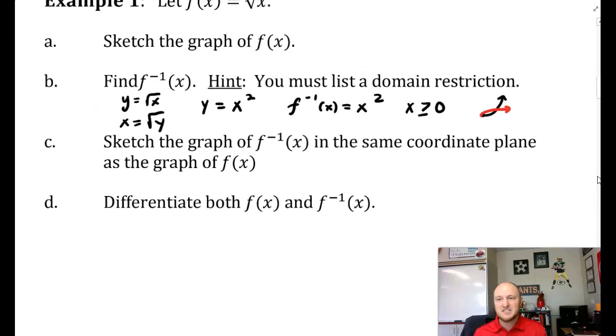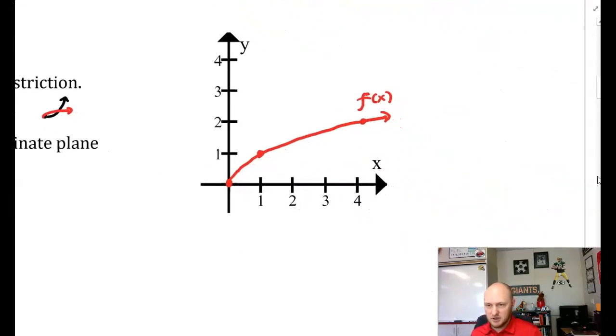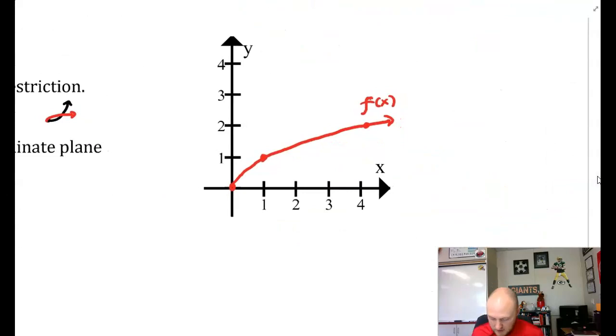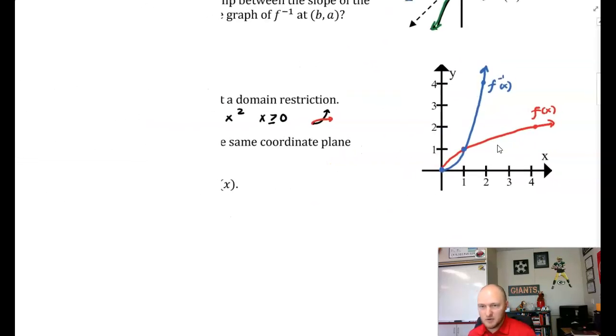C, they say sketch the graph of f inverse in the coordinate plane. So I'm going to go over here to my coordinate plane, and I'm going to graph f inverse. Well, that was a quadratic, so 0, 0, 1, 1, and 2, 4. That's right up here. So here's my parabola, and this is f inverse of x. So there's a function, and its inverse. Beautiful. Notice they intersect on that line, y equals x.